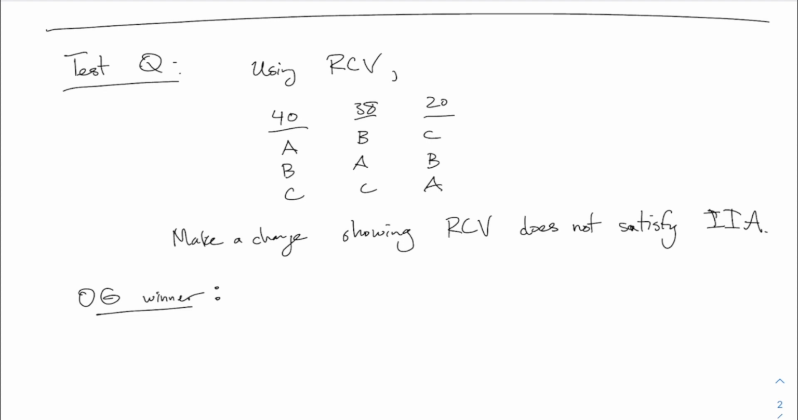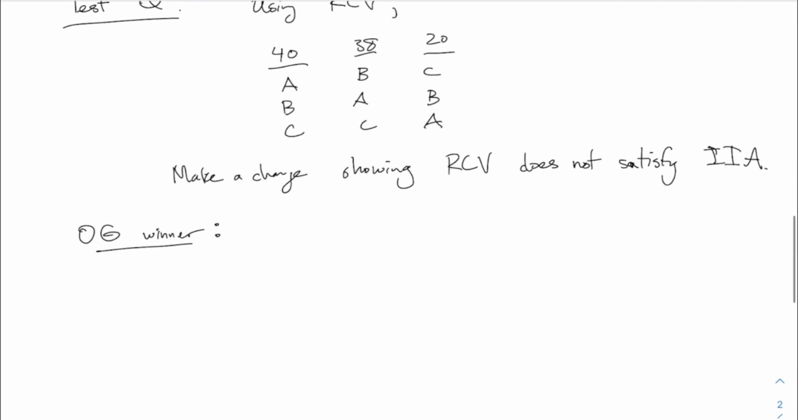I'm not just here to teach math. Who is the original winner here? All right, we have to do the ranked choice. So we do the rounds. Round one: A has 40 votes in the top position, B has 38, and C has 20. And so in the first round, C is eliminated.